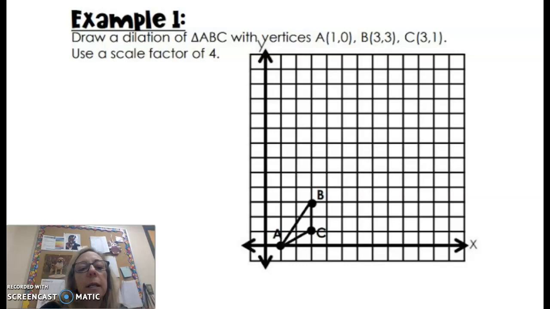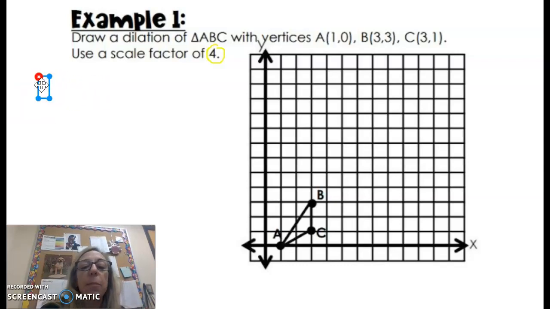Example 1 says draw a dilation of triangle ABC with vertices A (1, 0), B (3, 3), C (3, 1) using a scale factor of 4. Well, since that scale factor is greater than 1, we know the object is getting bigger. The 4, let me go ahead and highlight that for you. The 4 tells us that it's going to be getting 4 times bigger than it started. So this is how you're going to go ahead and graph that new figure.